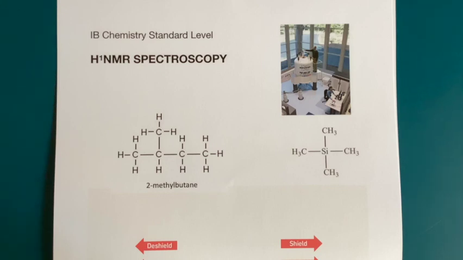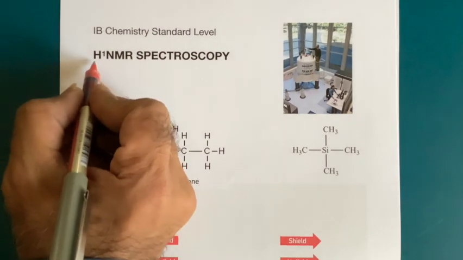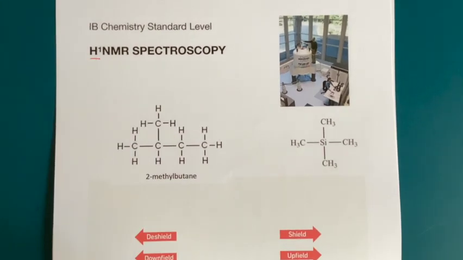As the name suggests, nuclear magnetic resonance. So there's the need for a magnetic field that is going to influence the nucleus. The nucleus of what? Because it's H1 NMR, it's going to be the nucleus of a hydrogen atom that is being influenced by a magnetic field.